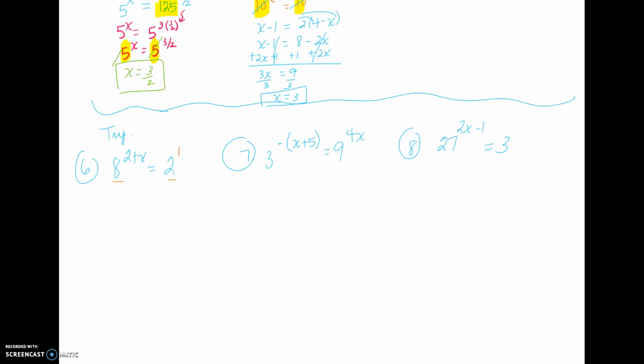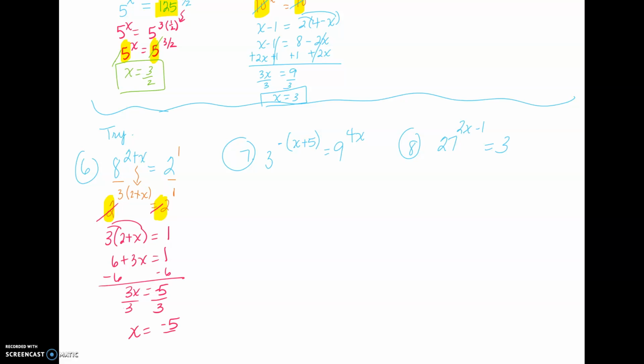Now let's talk about our bases. We have a base 8 and a base 2. What do we know about 8? Can we get 8 to be the base 2? Yes. 2 to the what power? Well, 2 to the third. But the 2 plus x still has to come down. Equals 2 to the first power. Once we have the same base, the bases go away. And we write 3 times the sum of 2 and x equals 1. We can distribute and get 6 plus 3x equals 1. We can subtract 6 and divide by 3. Oh, that's a negative 5. And we get x equals negative 5/3.